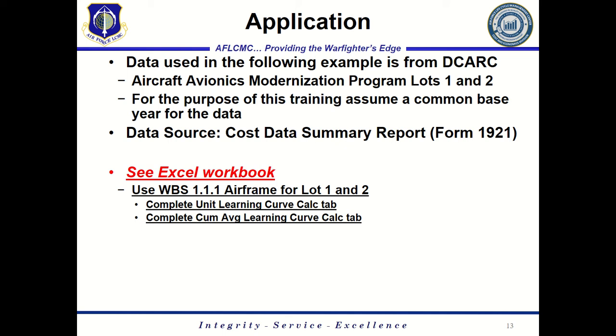So it's already normalized. We're going to open up Excel and work through how to do some of these calculations in unit learning curve, and we'll also do the cum average, and we'll compare the two and compare them to the initial data so that we get an understanding of how to cross-check your data.